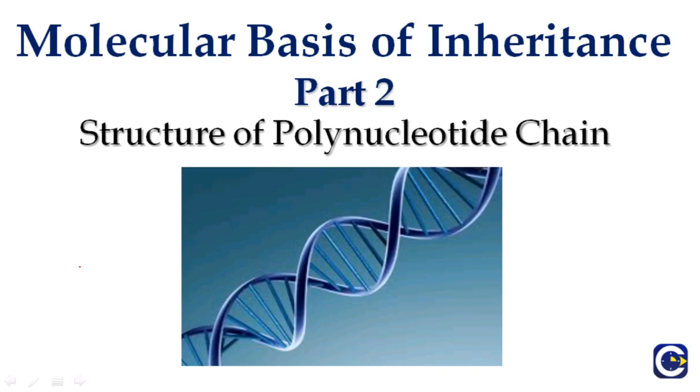Hello everyone. In this video we are going to discuss the chapter Molecular Basis of Inheritance, which is in the class 12 CBSE syllabus. And part 2 focuses on the structure of the polynucleotide chain. So what are polynucleotide chains? A polynucleotide chain is multiple nucleotides together, and the examples would be DNA and RNA, which are also called nucleic acids. We'll discuss the structure of this polynucleotide chain.